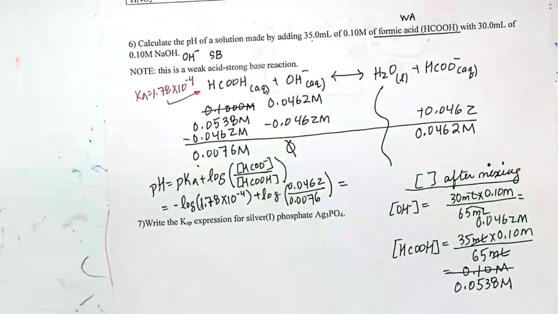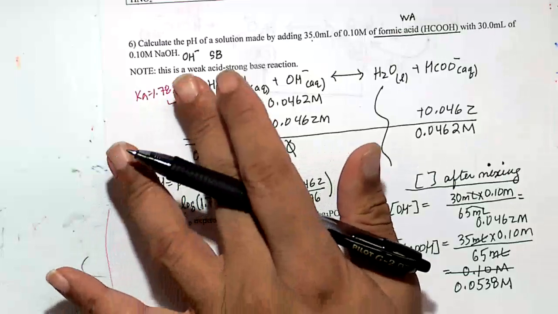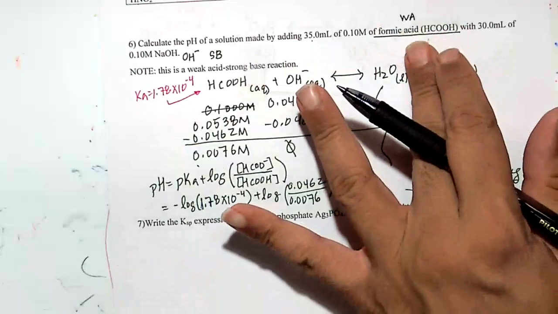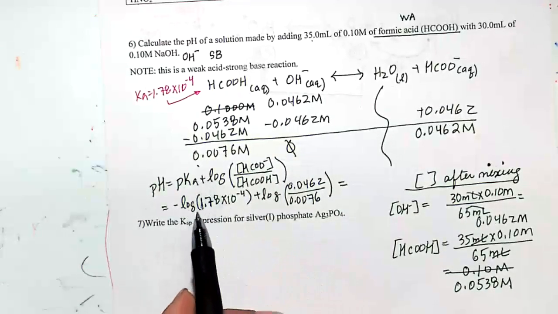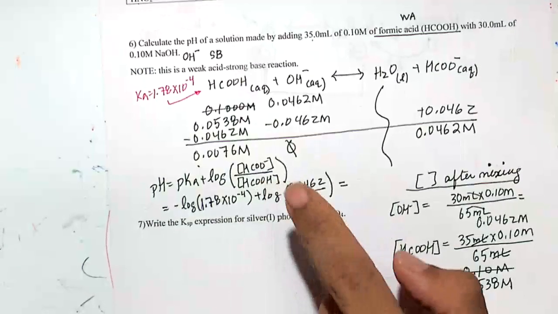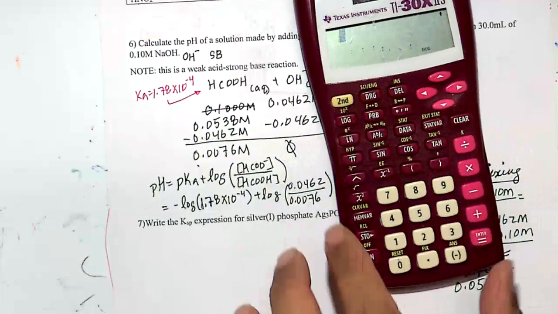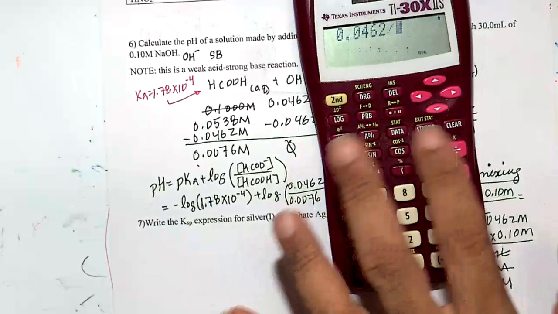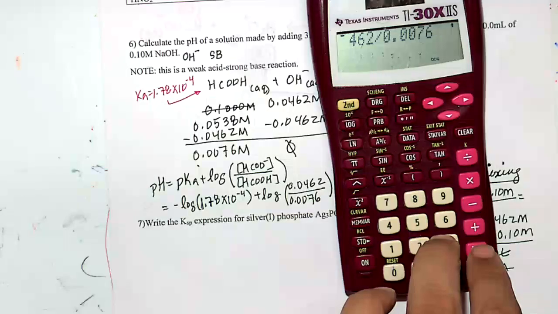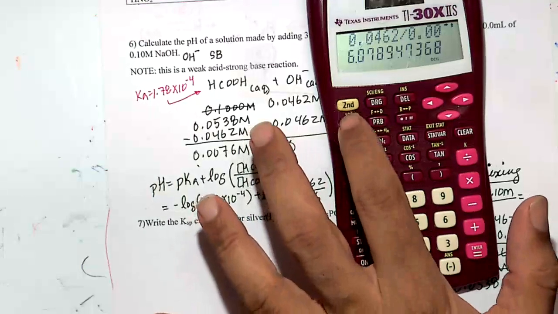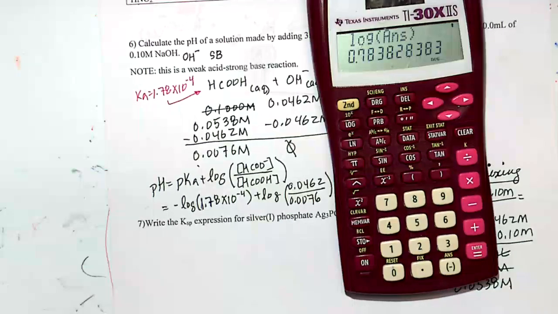Can we do this on our calculator? I'll give you this equation. This is the equation we'll use because you have HCOOH and you have HCOO minus, so that's a buffer. Plug it into the Henderson-Hasselbalch equation, and first we'll do this fraction, log it. So 0.0462 divided by 0.0076, log that. I'm getting 0.784.